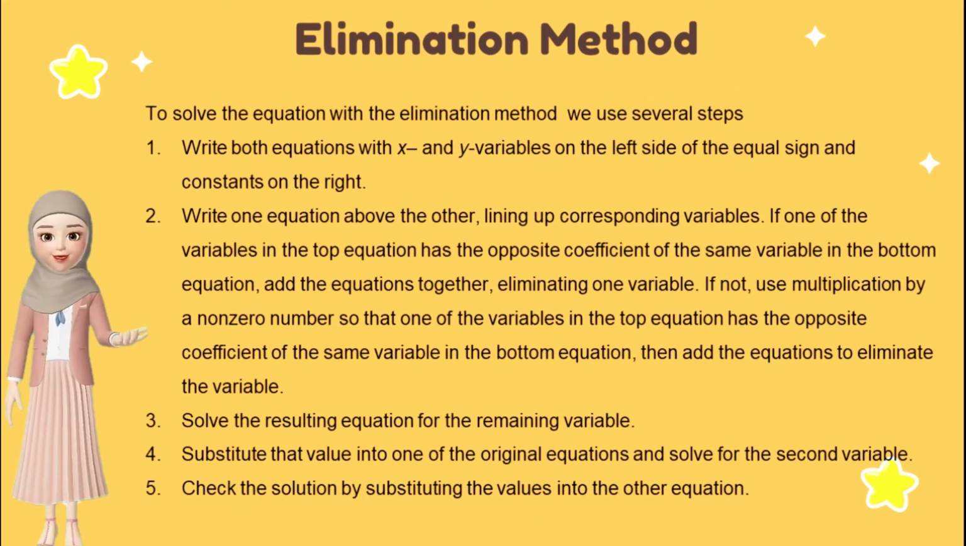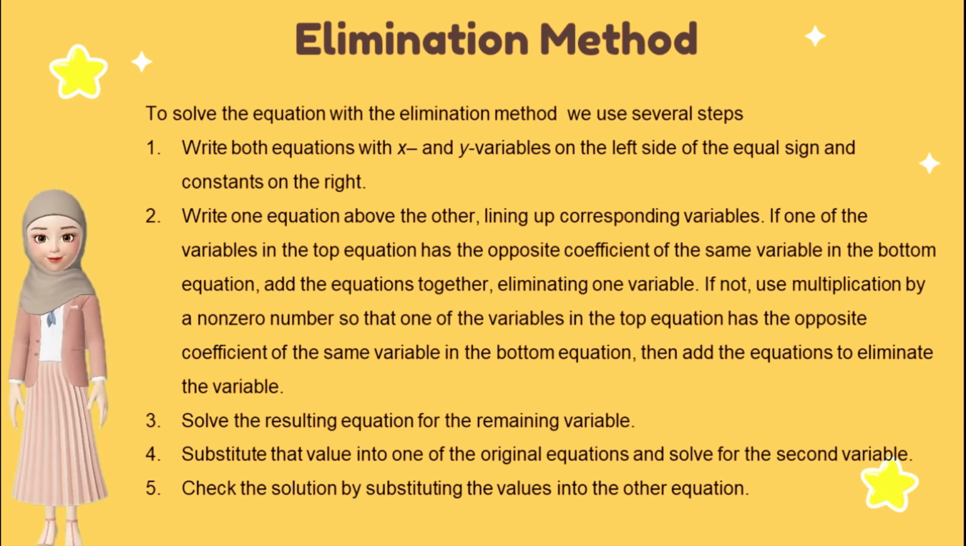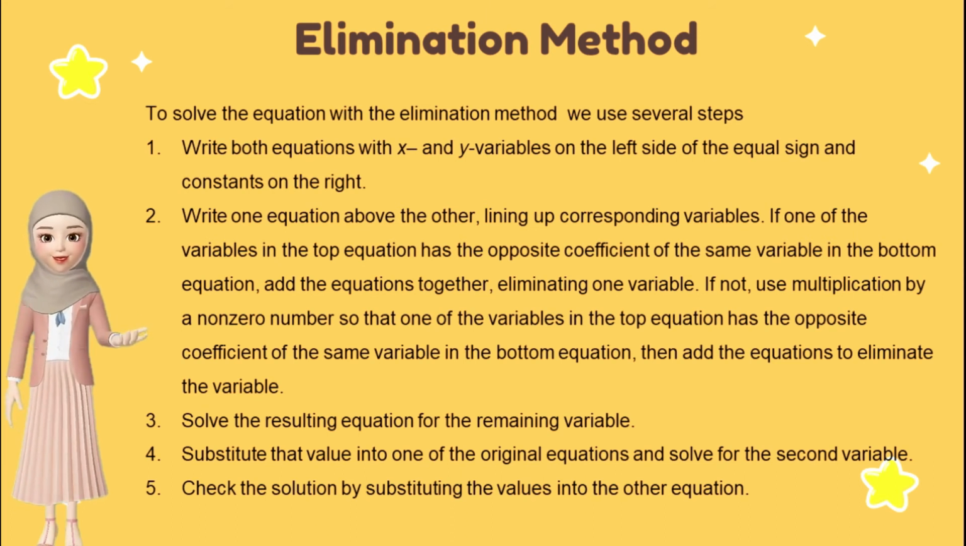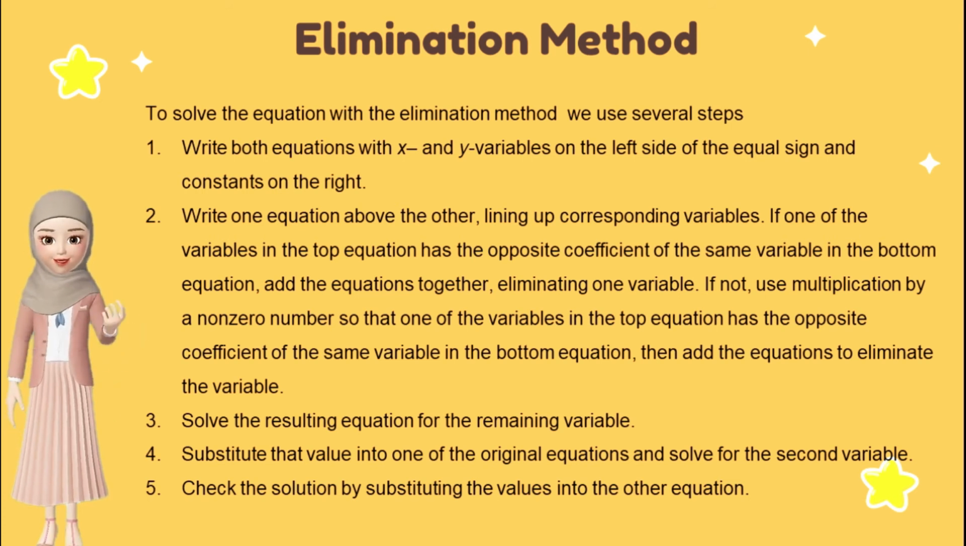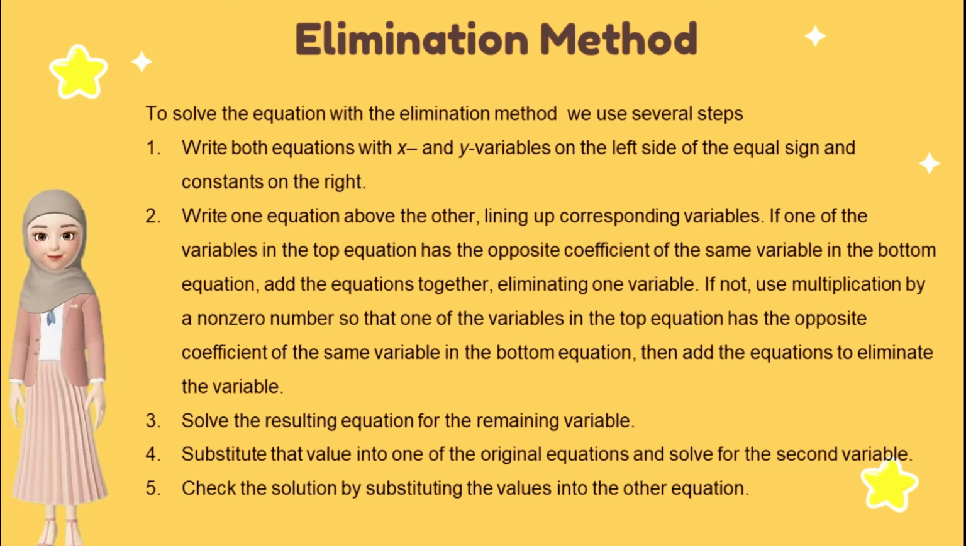To solve the system with the elimination method, we use several steps. The first step is to write both equations with the x and y variables on the left side of the equal sign and the constant on the right. The second step, write one equation above the other, lining up corresponding variables. If one of the variables in the top equation has the opposite coefficient of the same variable in the bottom equation, add the equations together, eliminating one variable.